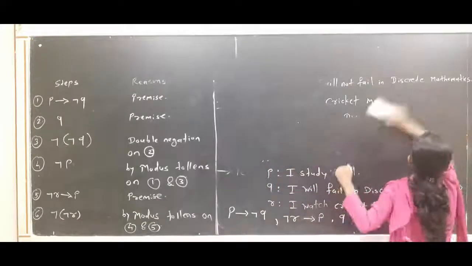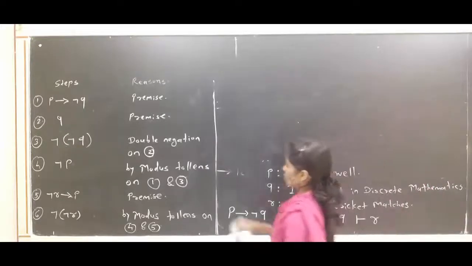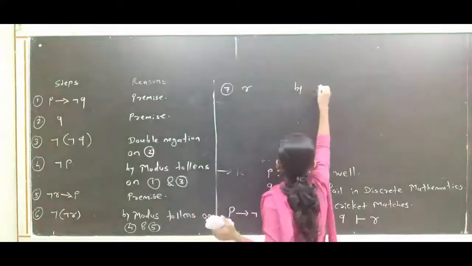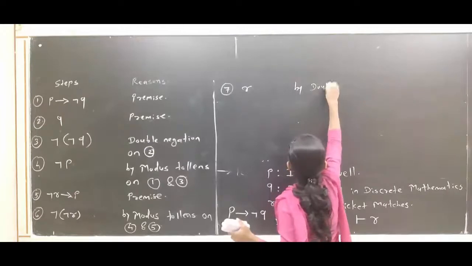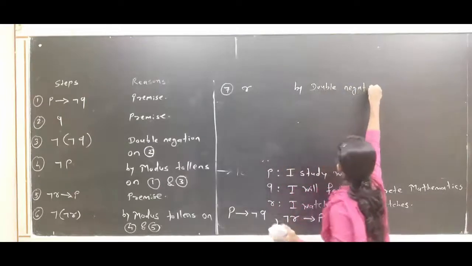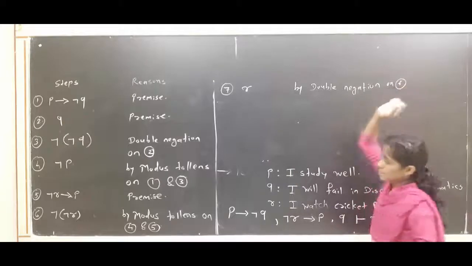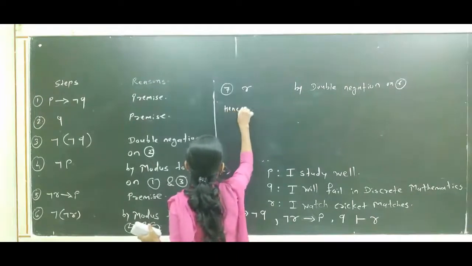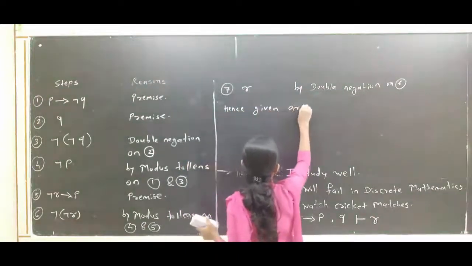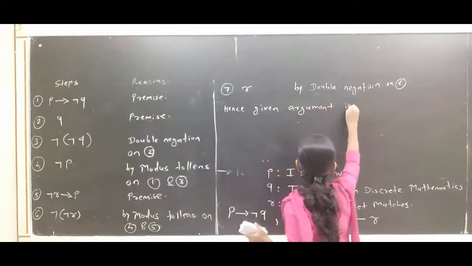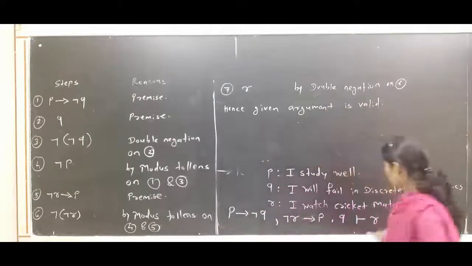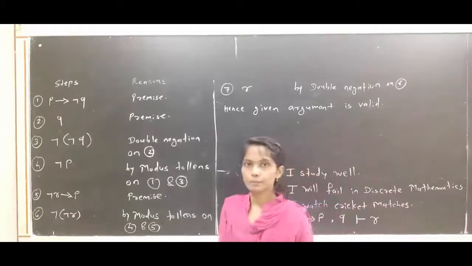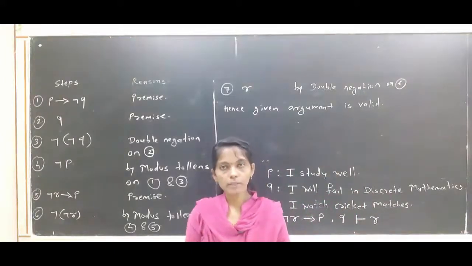So that means we get the required conclusion. Next step, 7th step, we get R by double negation law, double negation on 6, since negation of negation R is R. Hence, the given argument is valid. We get the required conclusion. Okay, all of you get this example? We stop here. Thank you.